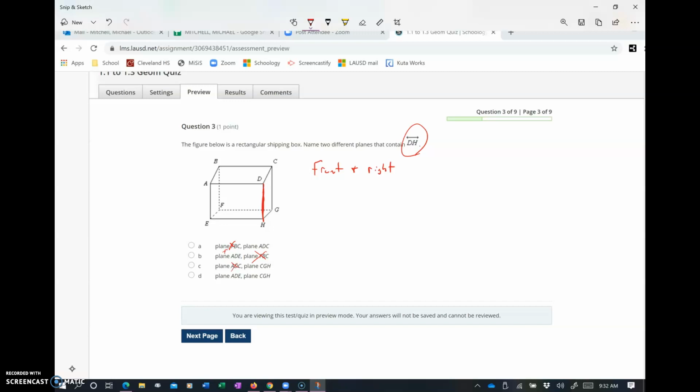So I'm pretty much left with D, plane ADE, A, D and E. Those are in the front. That's the front plane. C, G, and H. Those are in my right plane. There it is. Answer D.